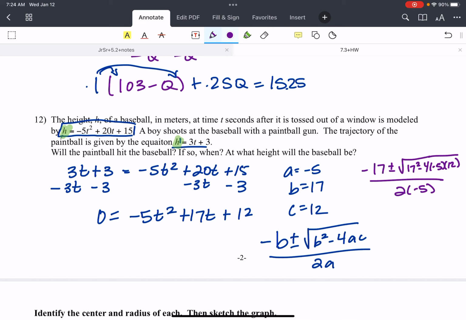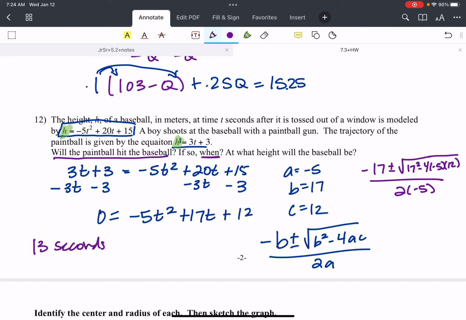If you're struggling with the accuracy quiz on this, don't forget that when we're in a story problem, we don't want them as an ordered pair. We want them as an answer. So will the paintball hit the baseball? You're going to answer that one yes or no. If so, when? That would be the time. So does it hit at 13 seconds or 15 seconds or 12 seconds?